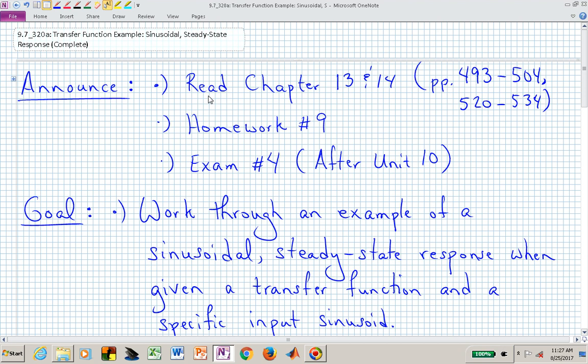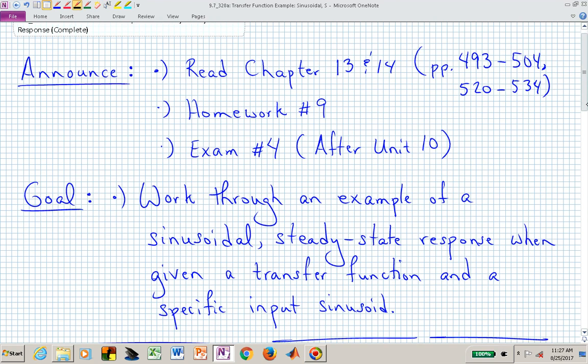Welcome back to ECE 320A. We're in Unit 9, which is our transfer function unit, and we're having fun. We're shaking systems. We're exciting systems with sinusoidal steady state. We're exciting systems with sinusoids, and we're looking for the sinusoidal steady state behavior.